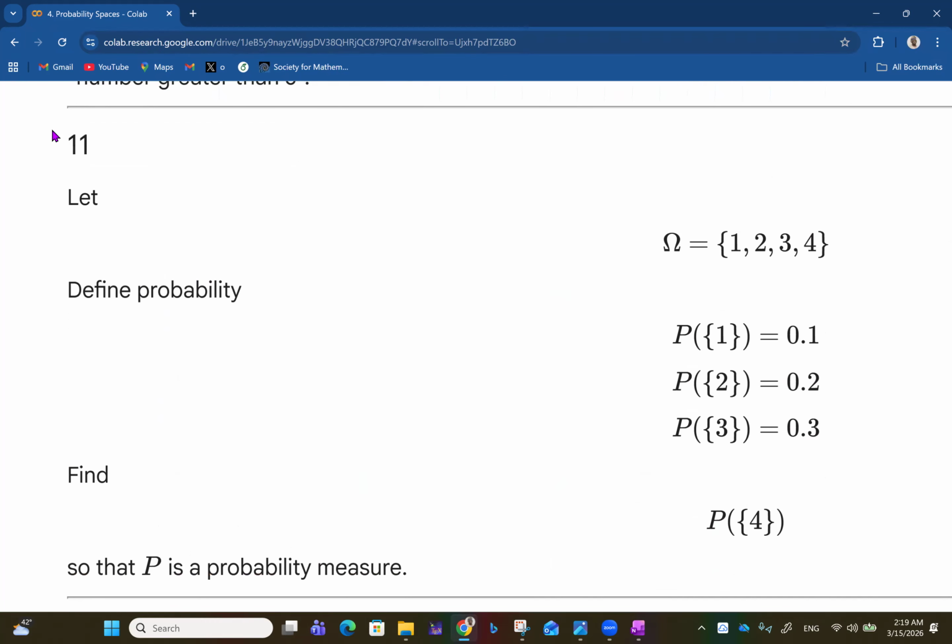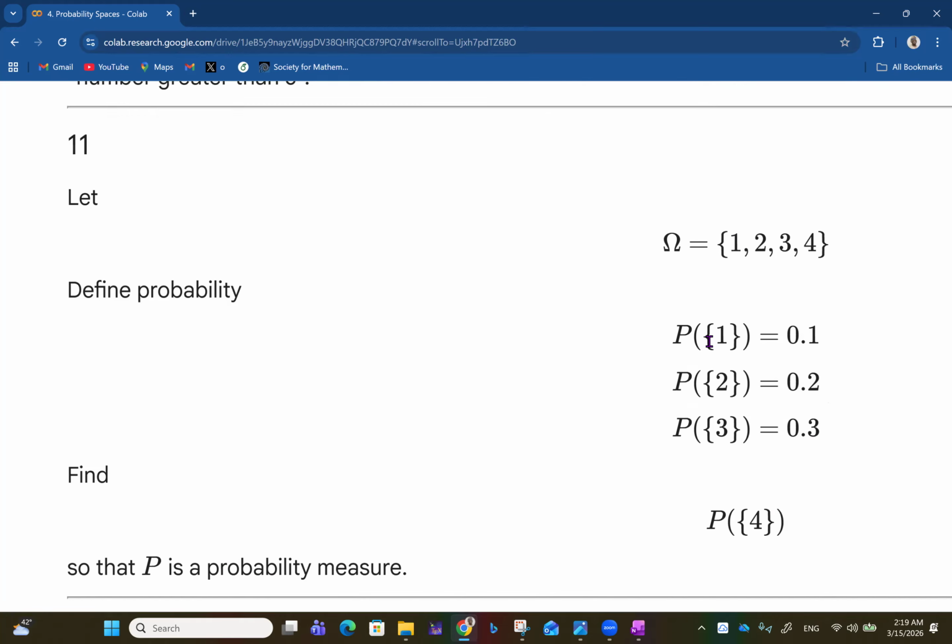Question 11. Let the sample space be 1, 2, 3, 4. Define probability P of 1 as 0.1, probability P of 2 is 0.2, probability P of 3 is 0.3. Then you need to find probability of 4 so that P is a probability measure. For P to be a probability measure, all the possible probabilities must add up to 1.